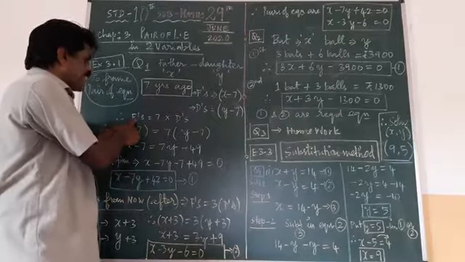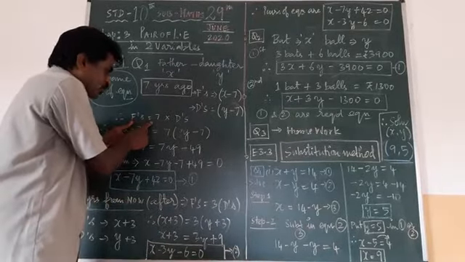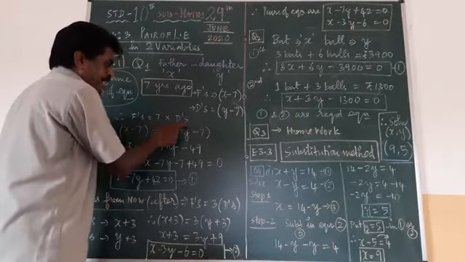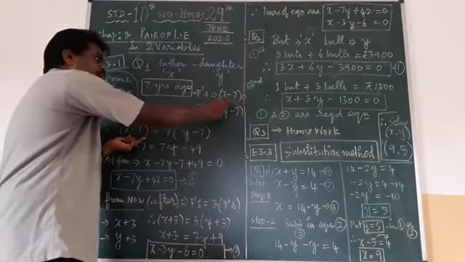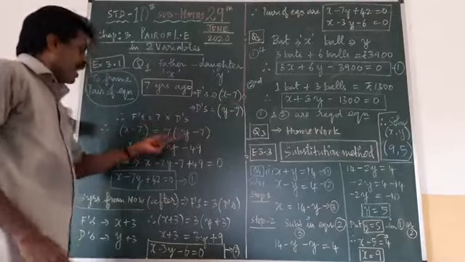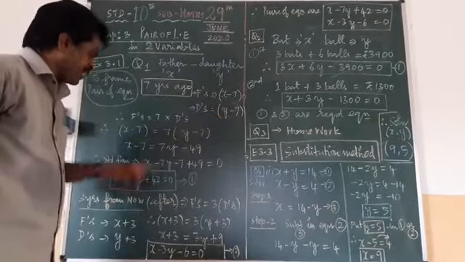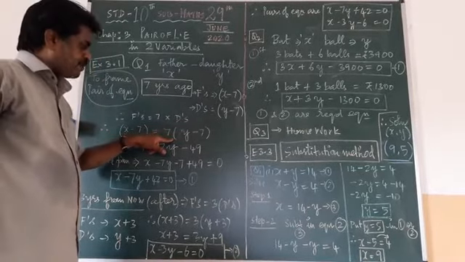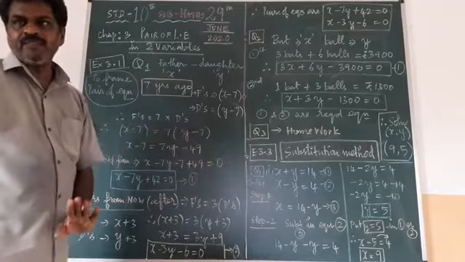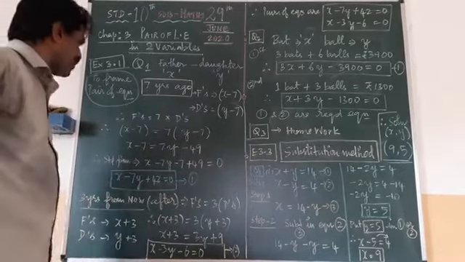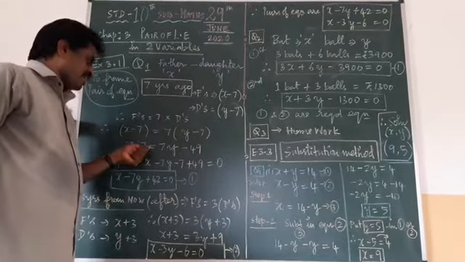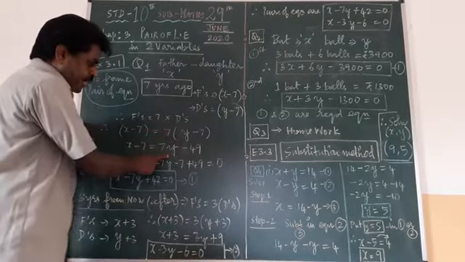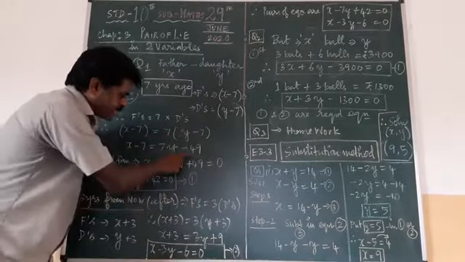So the father is telling that his age is equal to 7 times the daughter's age. Father's age, what have you got? X minus 7. And daughter's age, Y minus 7. So X minus 7 equals 7 multiplied by the bracket of Y minus 7. Remove the bracket, simplify. X minus 7 equals 7 into Y, 7Y, and 7 into minus 7, minus 49.